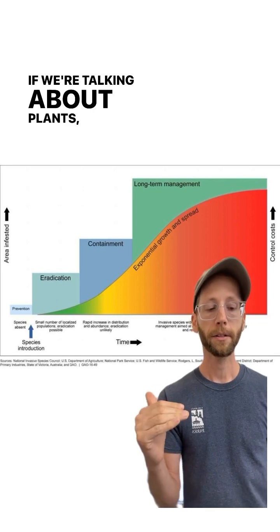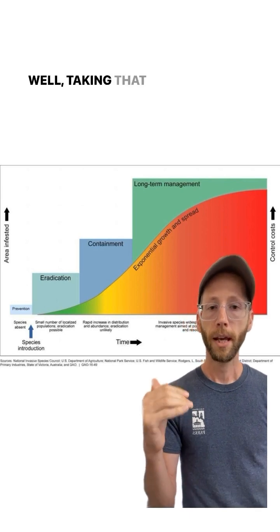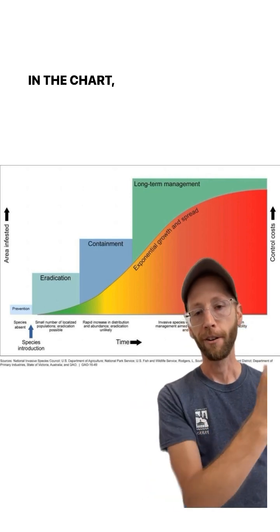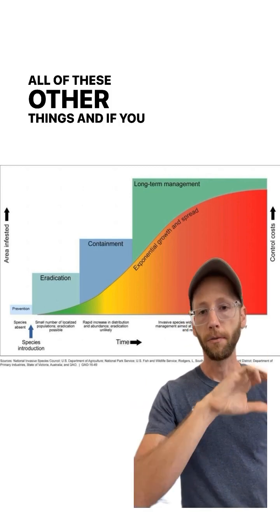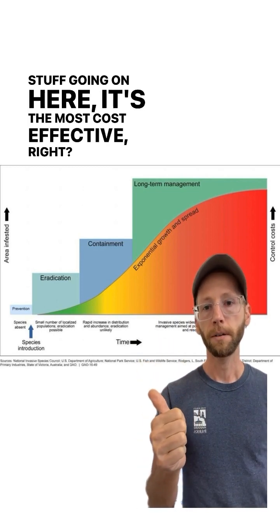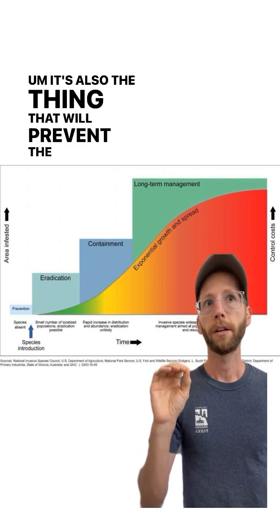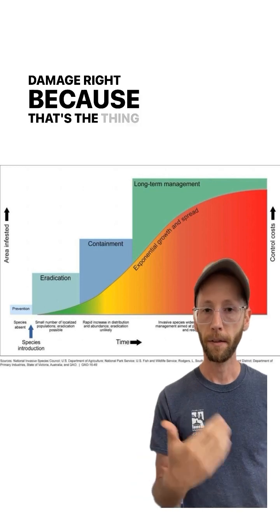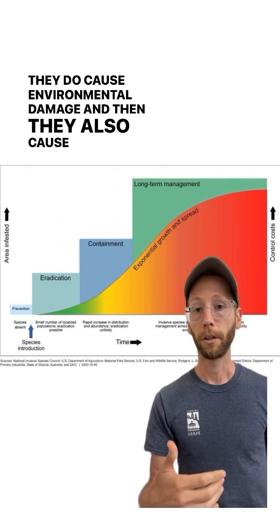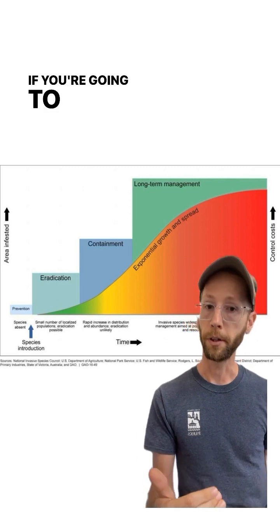If we're talking about plants, that's where you hear people say plant native species. Well, taking that approach helps you prevent everything else in the chart, right? All of these other things. And if you think about the other stuff going on here, it's the most cost effective, right? And it's also the thing that will prevent the most amount of damage, right? Because that's the thing about invasive species. They do cause environmental damage, and then they also cost an increasing amount of money over time to do something about, if you're going to do something about them.